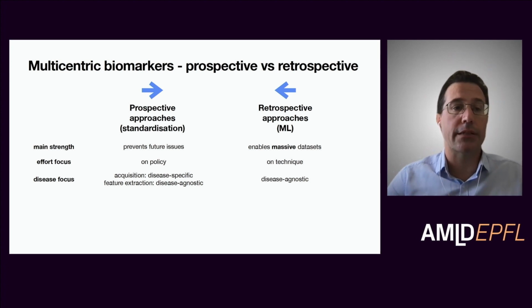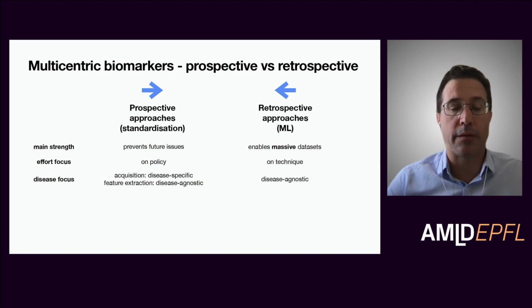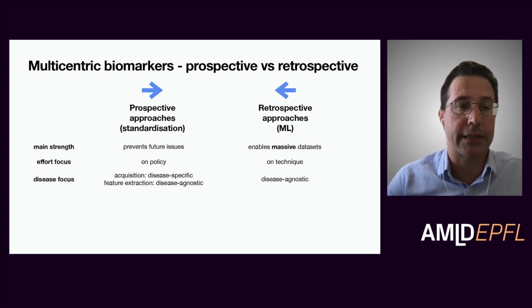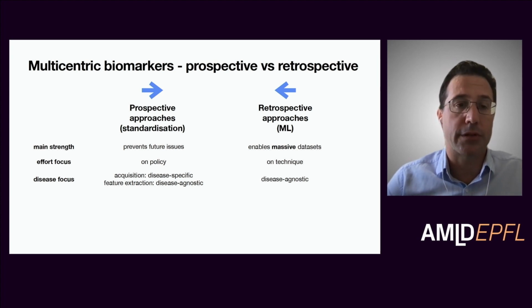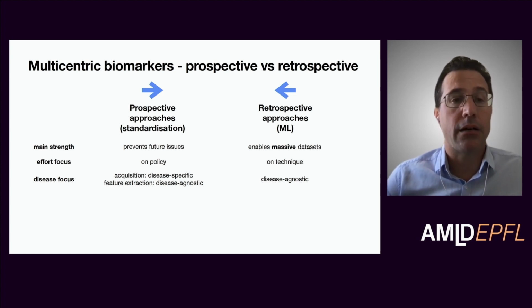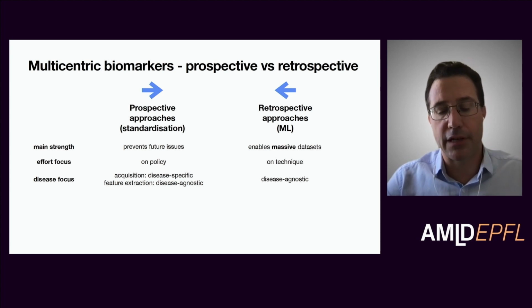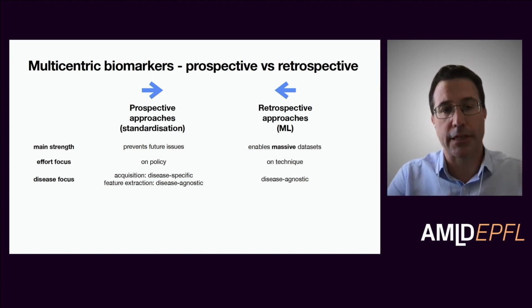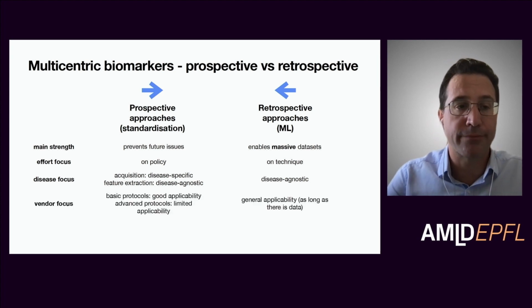In terms of disease, as I was saying before, prospective approaches are pretty specific in terms of acquisition because not all diseases will be imaged with the same sequences or with the same device. For feature extraction, things like radiomics are a bit more generic and not sensitive to disease. In terms of ML, it doesn't matter that much what the disease is, although machine learning has problems with small features. Typically, very small lesions or aneurysms are very tricky to deal with, even with modern methods.